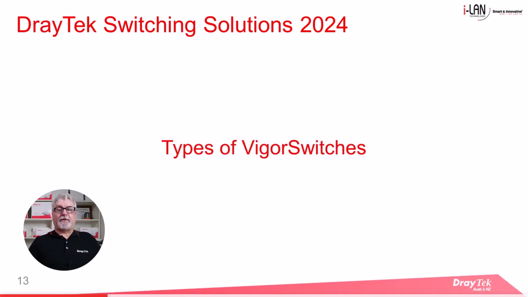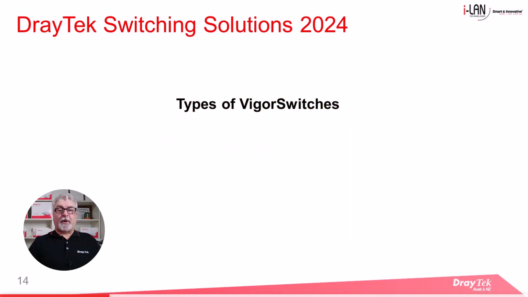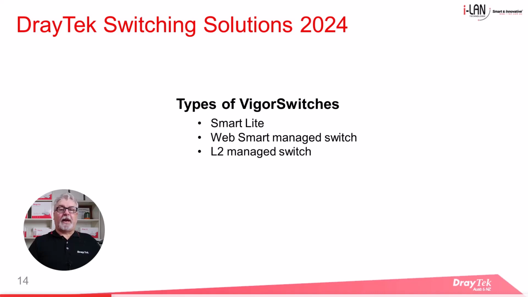DrayTek have different types of switches to suit different applications and requirements. Let's take a look at those. For the most part, it's all about the level of management. DrayTek describes these as Smart Light, Web Smart, Layer 2 and Layer 2 Plus. We'll also mention PoE switches as a different class here as well, although in most cases if there's a non-PoE version, there will also be an identical model that does feature PoE.